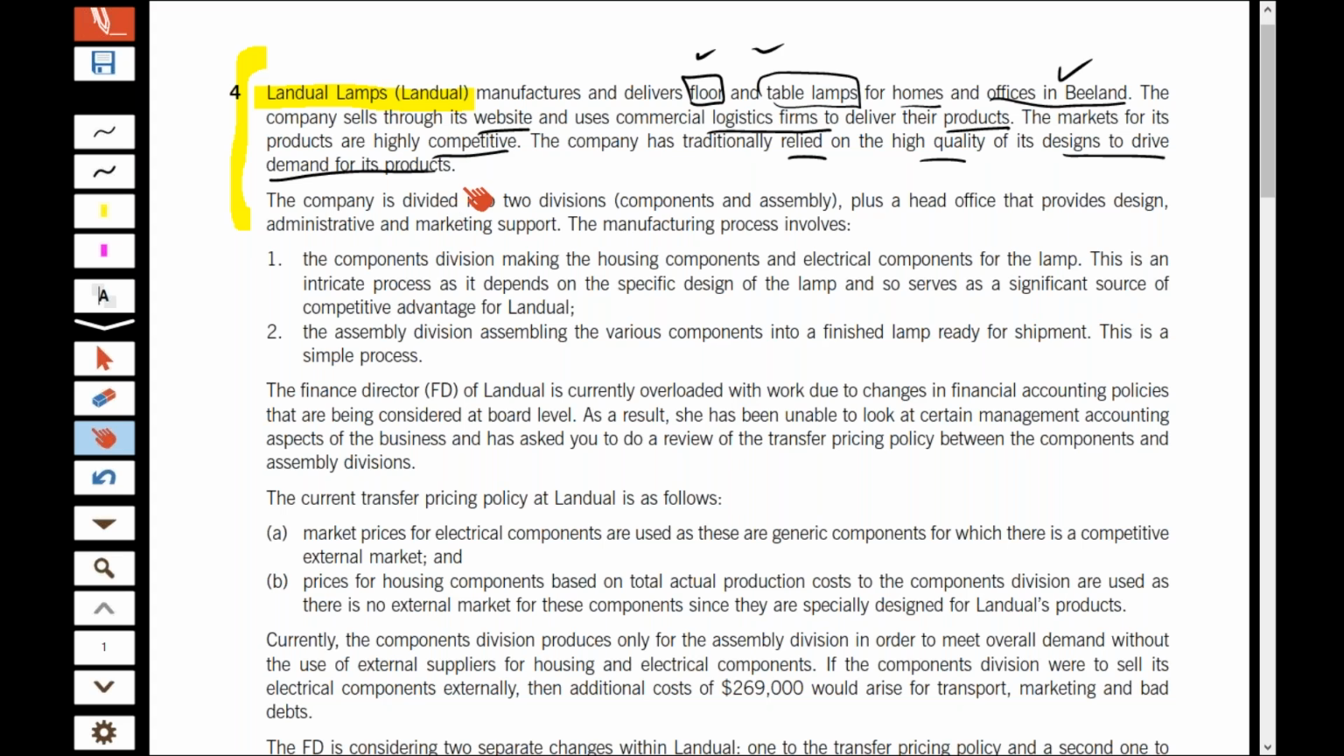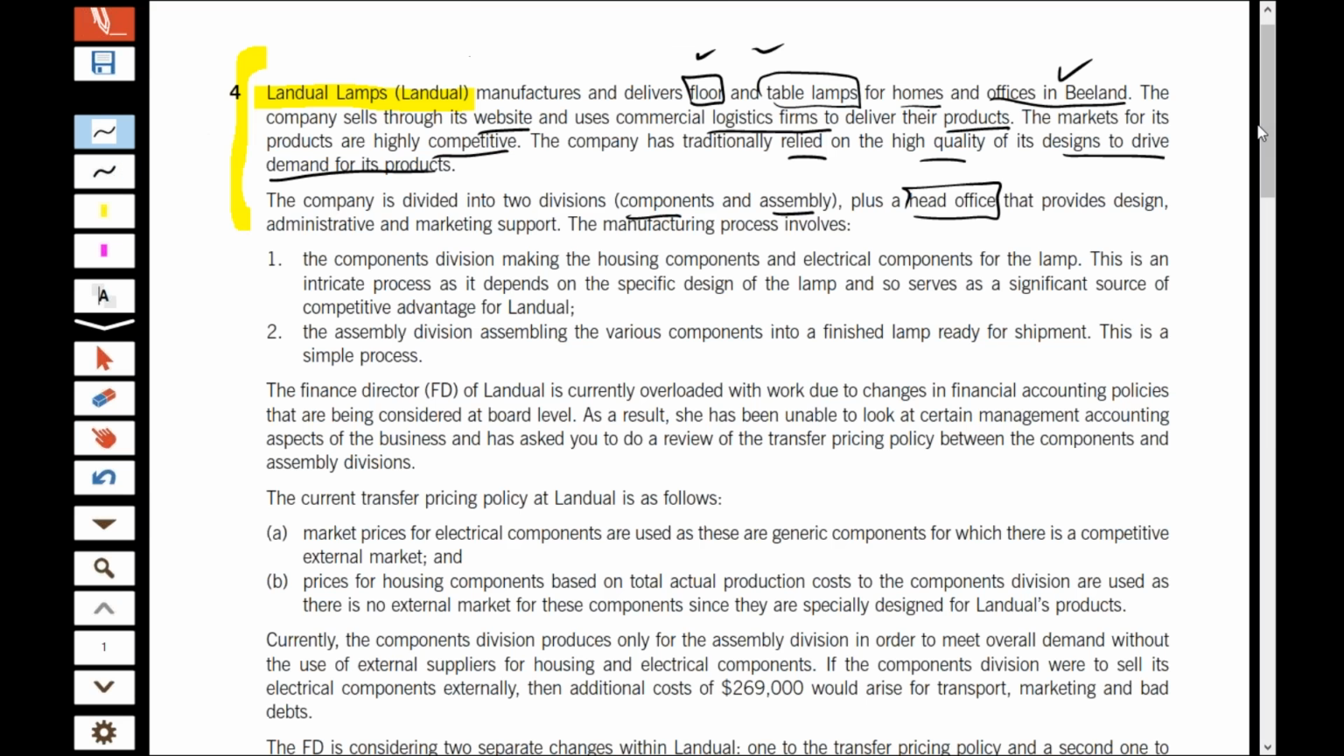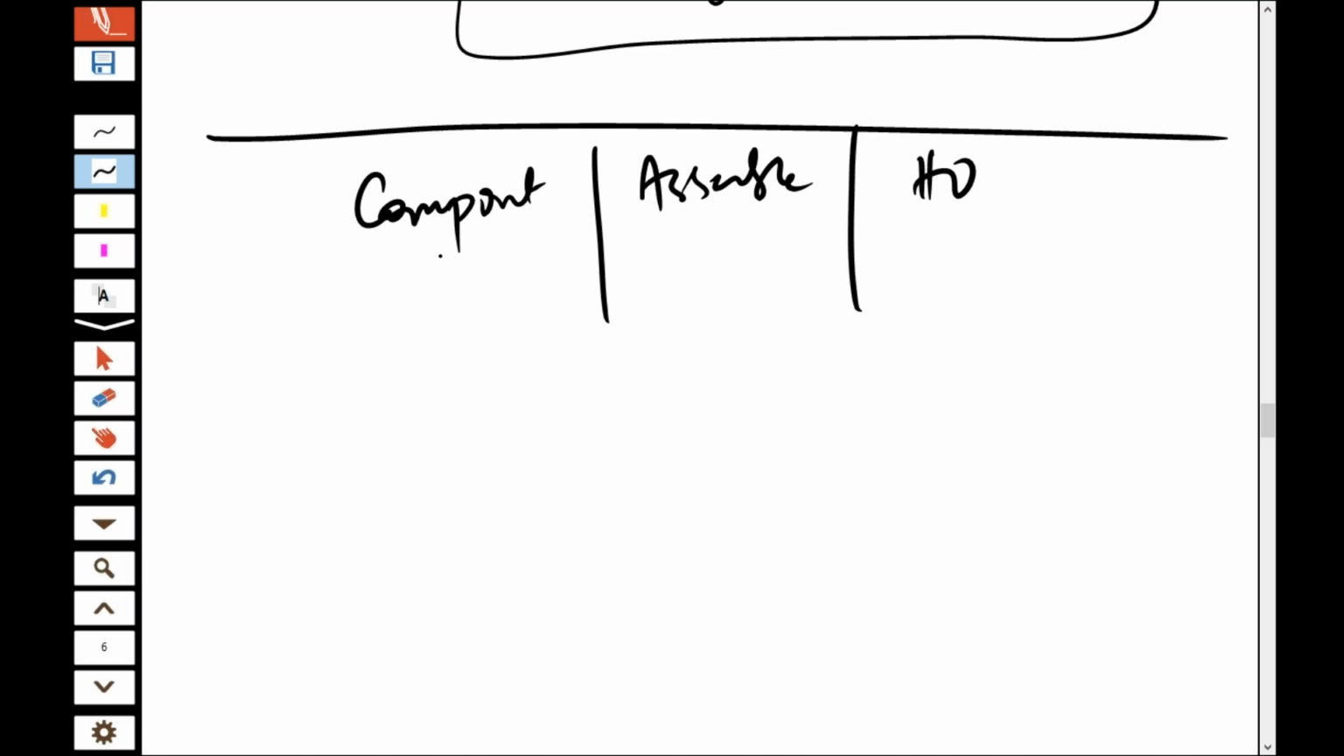Now, the company is divided into two divisions. One of them is a component division and the other is an assembly division, plus the head office that provides design, admin and marketing support. So you've got a component division, an assembly division, plus a head office. It's actually going to be like this: you've got the component, you've got the assembly, and you've got the head office.